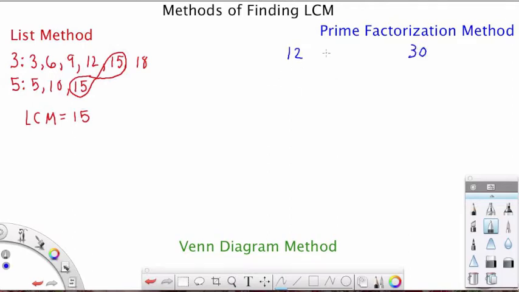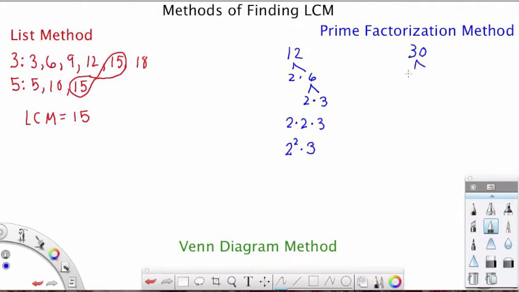Okay, let's do prime factorization. Guess what? We have to find the prime factorization of both these numbers. We're going to use the factor tree. 2 times 6 will give me 12. 2 is a prime, 6 is a composite, so I need to keep on factoring. 6 is 2 times 3, and there I have it, all my prime factors, which is 2 times 2 times 3. And 2 times 2 here, I'm going to write as an exponent. So I'm going to combine it right as an exponent. So I have 2 to the second power times 3.